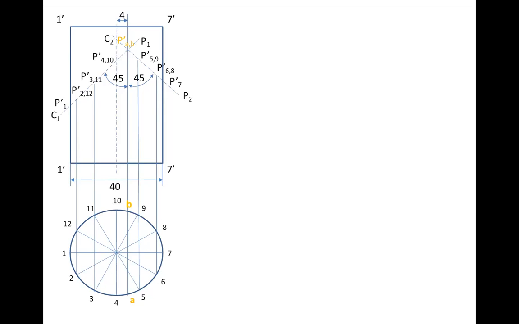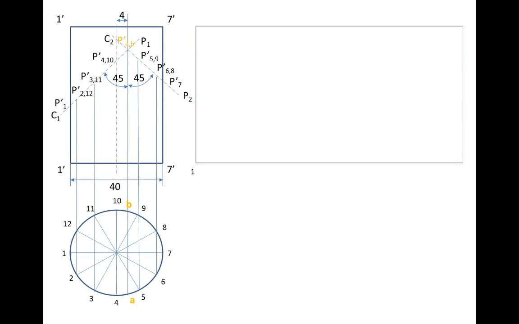Now this we can do in the development plane. Now we can start for the development plane. The development will be a rectangle having the distance equal to pi into d, pi into 40. So whatever that distance is, 125.6. Height will be equal to the height of the cylinder, that is 70.